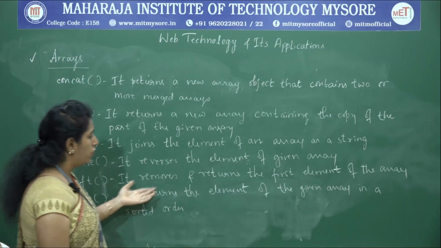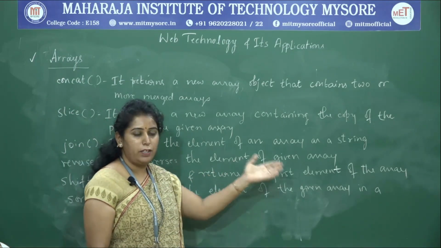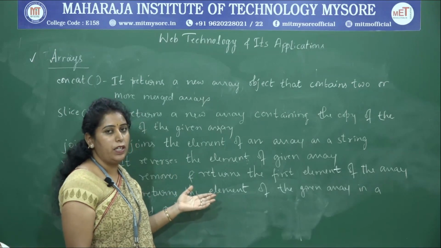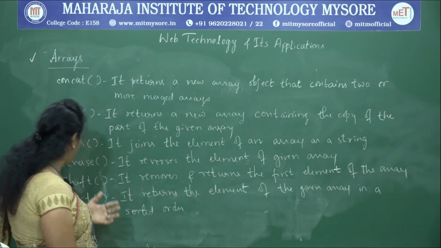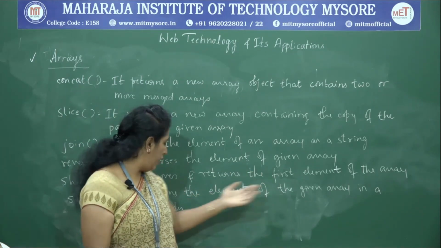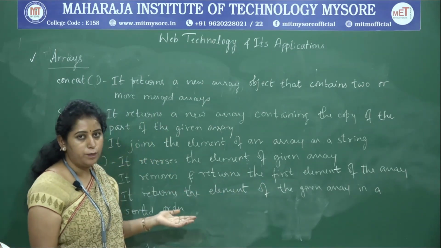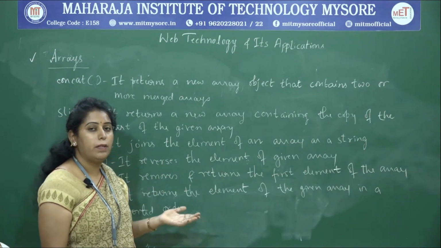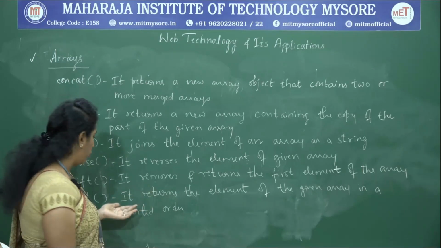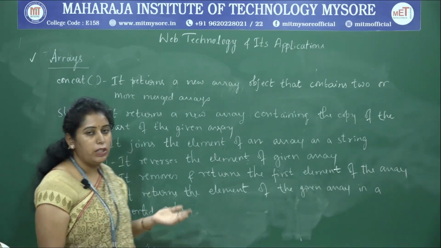Shift. It removes and returns the first element of the array. So it is going to remove the first element of the array and also it returns that element. Sort. It returns the elements of the given array in sorted order. Okay, in order to sort the elements of an array, we can make use of the method sort. So this is all about arrays.